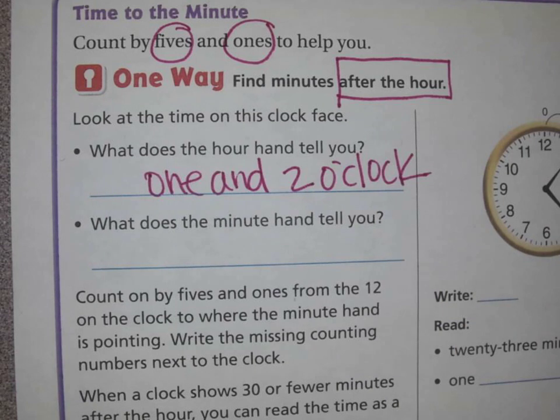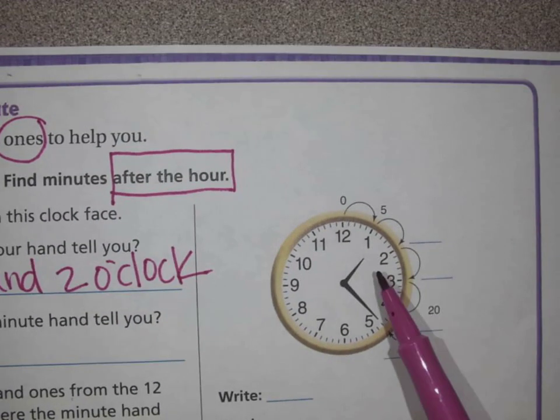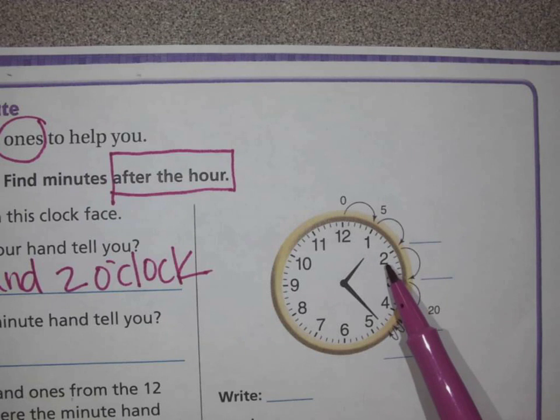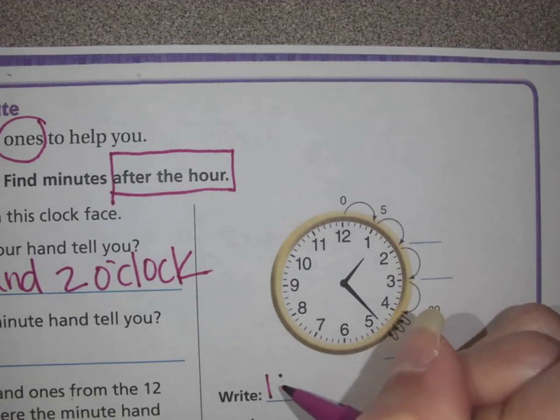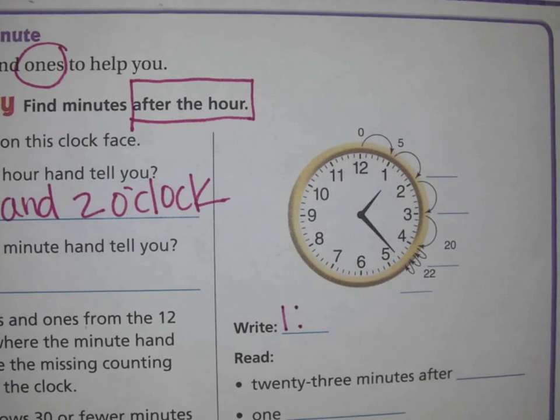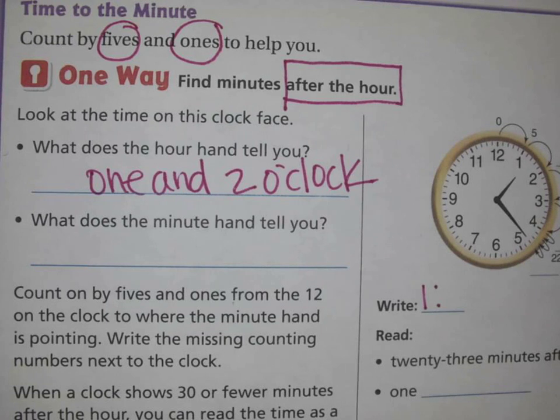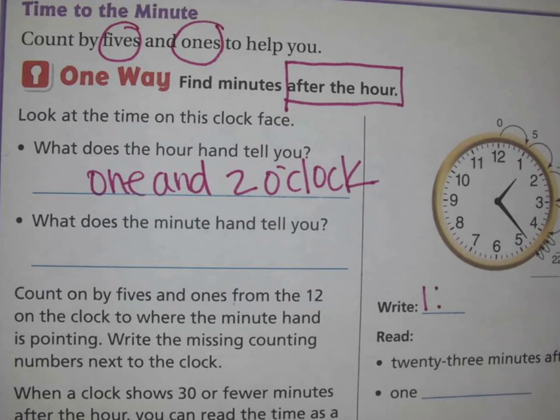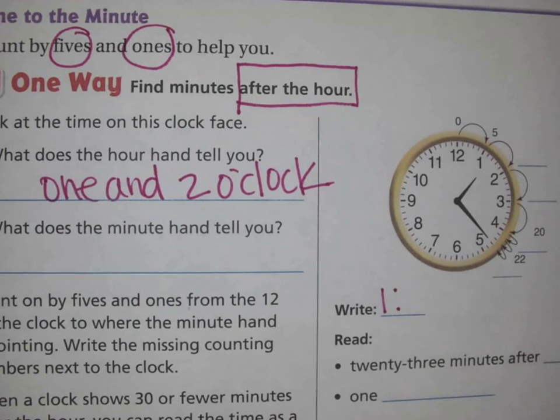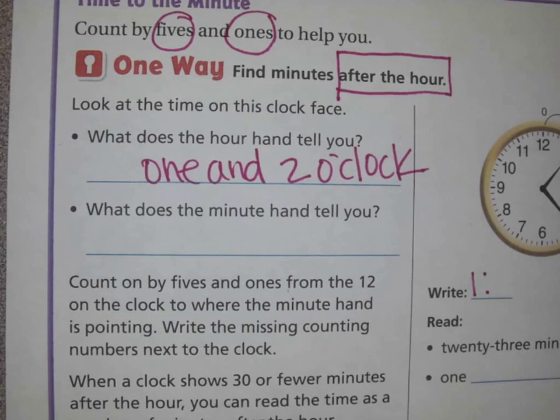So we know that the time has to be, look, it's past the 1 o'clock, but it has not made it to the 2 o'clock yet, so it's 1 something. I'm going to write 1. I'm going to get it ready. We know the hour hand represents 1 hour. Now we're going to look to see what the minute hand tells us. The minute hand is the longer hand, okay?